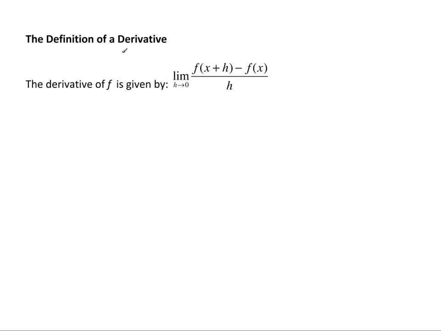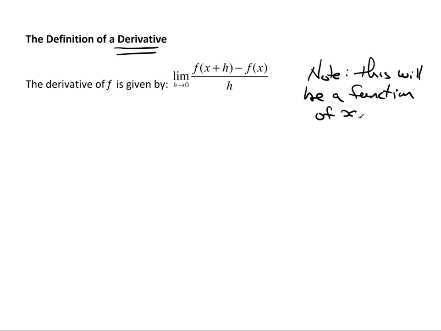So now we finally get to the idea of a derivative. So here's a definition of a derivative. The derivative of f, some function f, is given by the limit as h goes to 0 of f of x plus h minus f of x over h. Now, notice this will be a function of x.